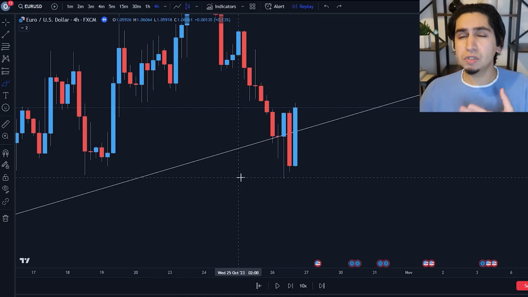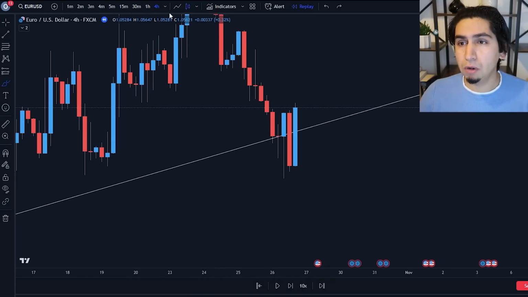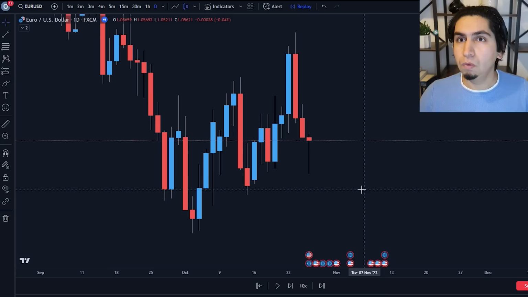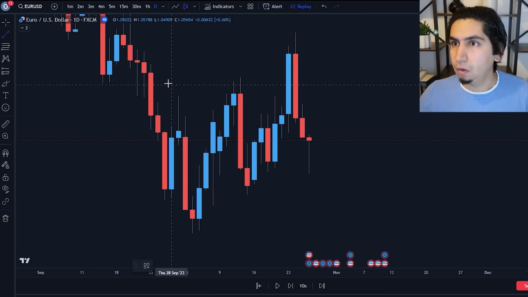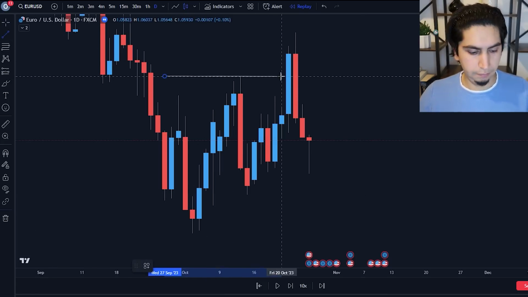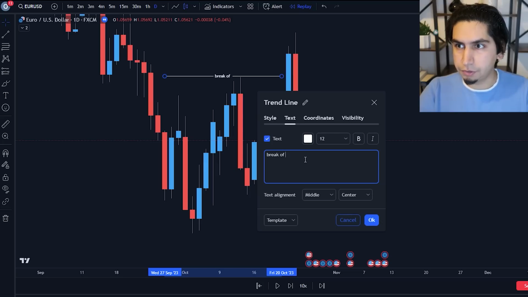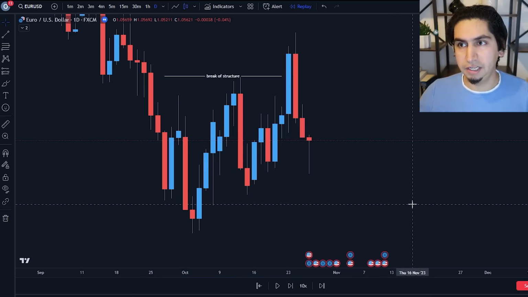Now, as far as talking about key levels, if we go onto the daily time frame, what we can see is that over here we had a very clean break of structure, okay? Everyone can understand this, very clean. We consolidated for a while and then boom, break of structure.